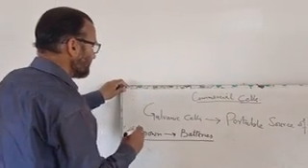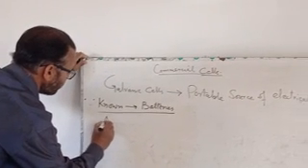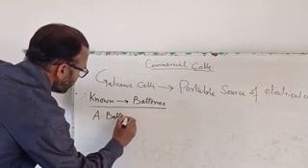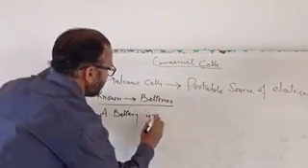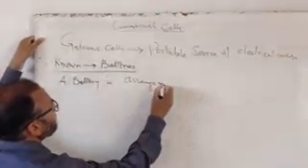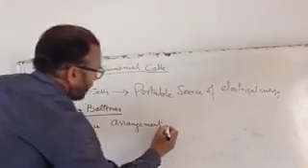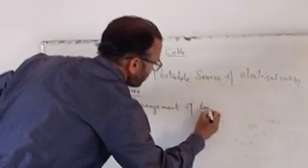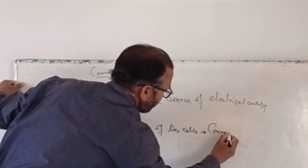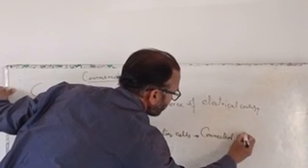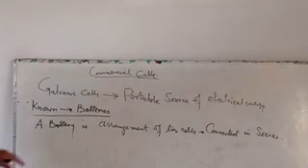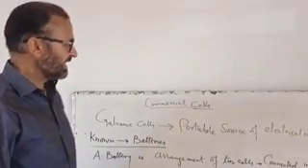A battery is an arrangement of two or more cells connected in series.